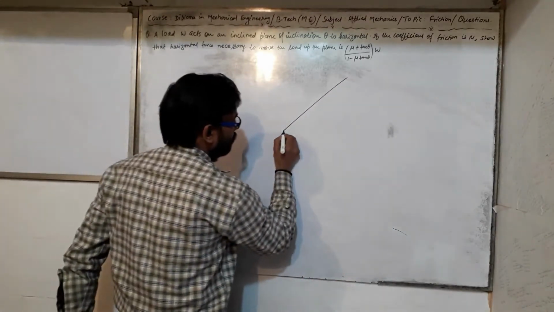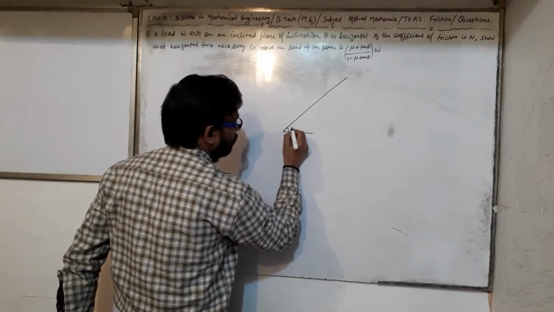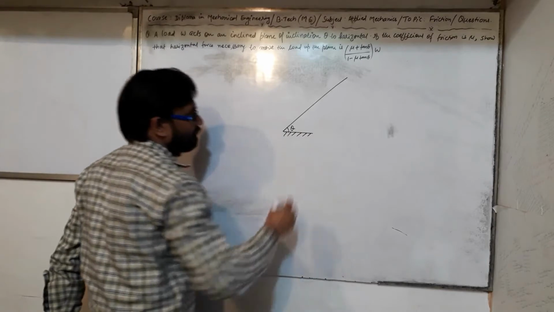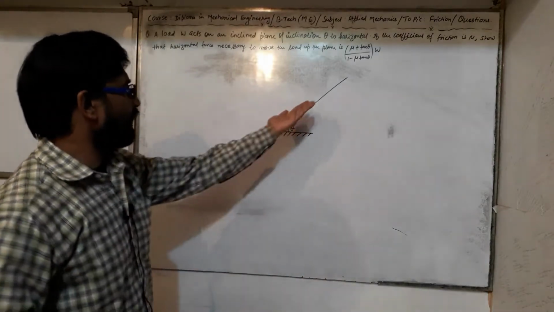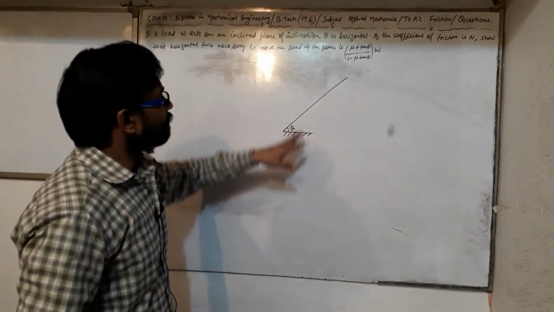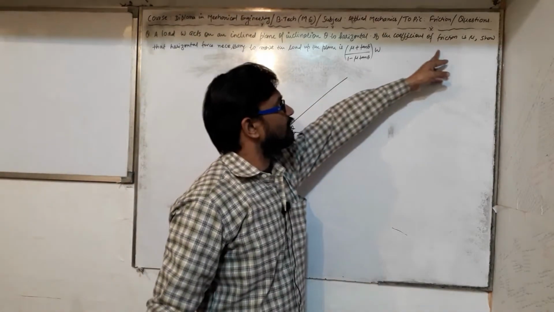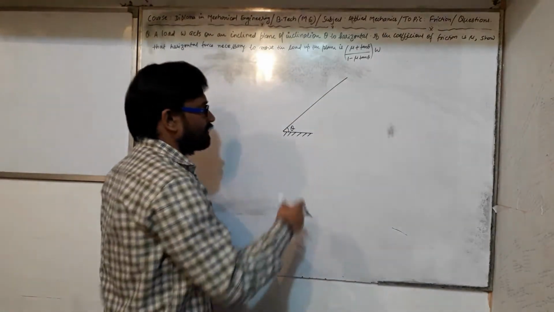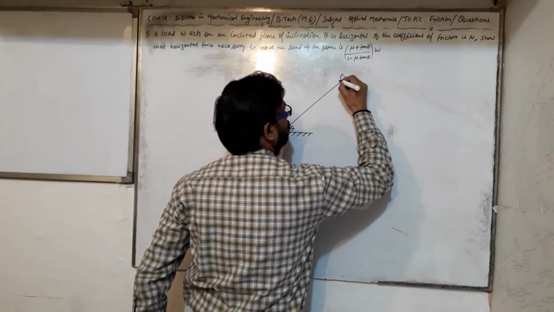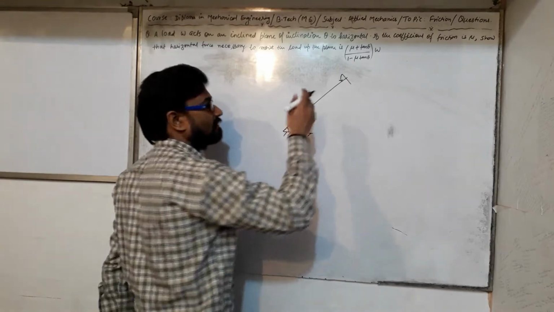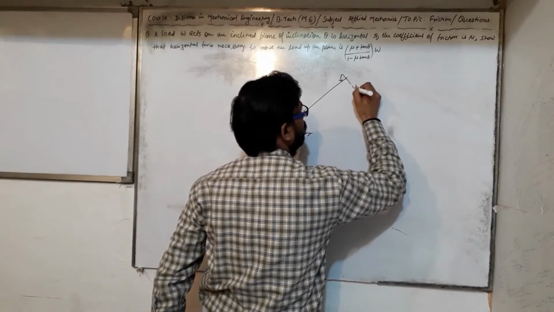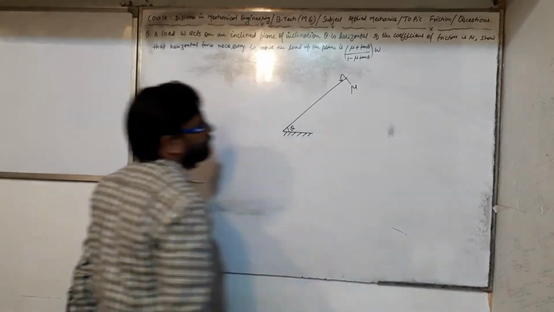So this is the inclined plane, and the inclination is theta. Here is a horizontal surface or plane. So the inclined plane is making an angle of theta with the horizontal. Next, the coefficient of friction for this inclined plane is mu. It means the inclined plane surface is rough and mu is the coefficient of friction.